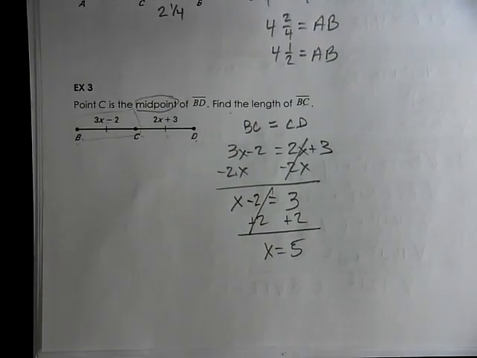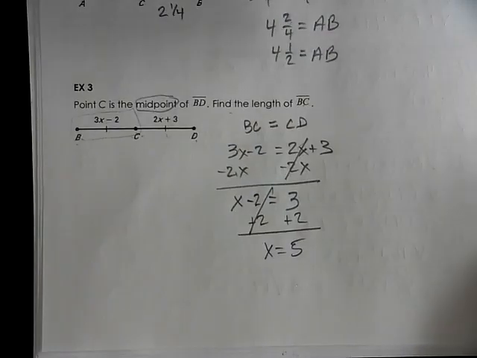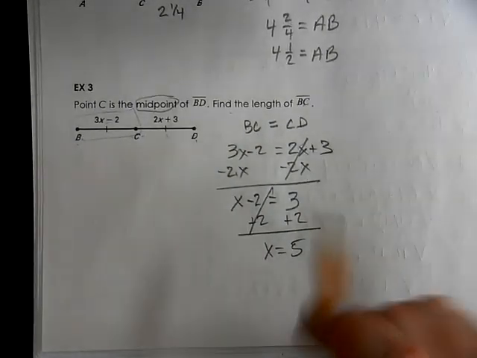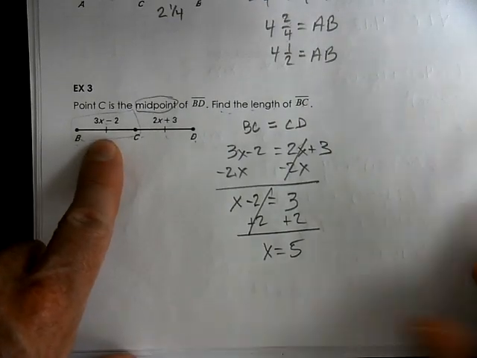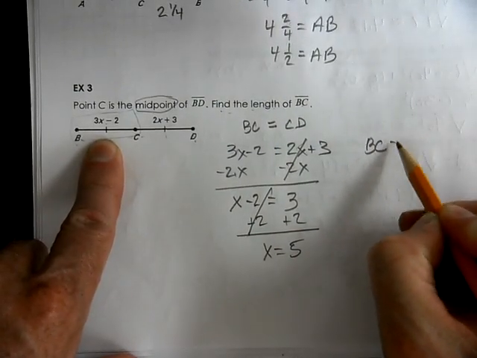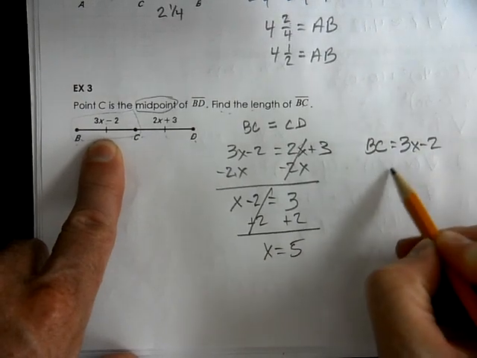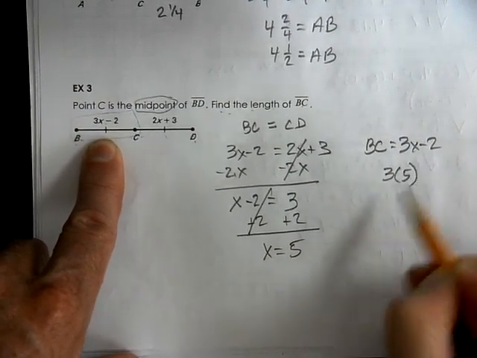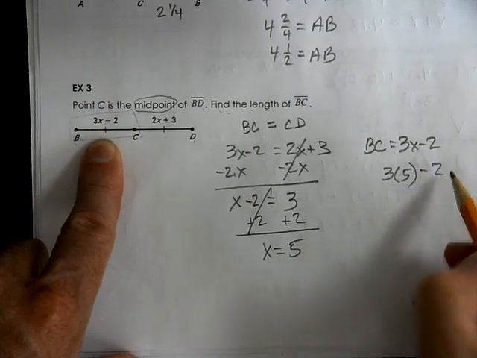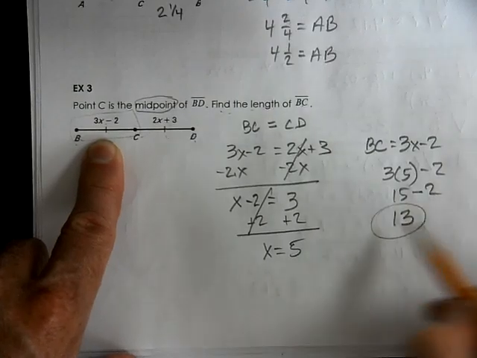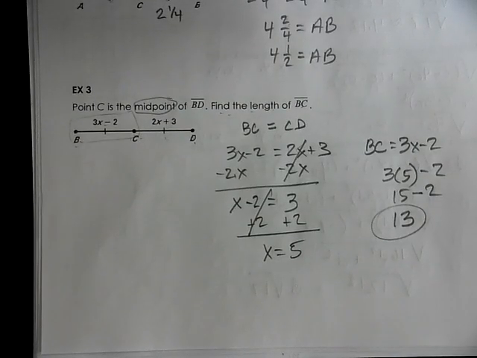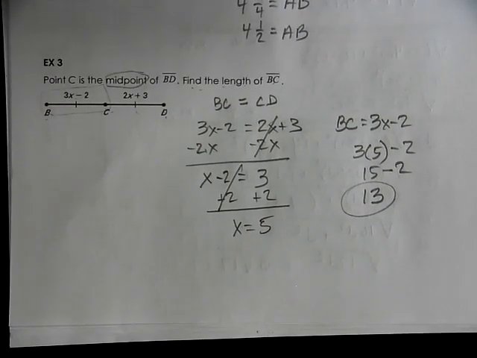So x is 5. You get all excited and you bubble in the multiple choice answer of 5. But you did not answer the question of what's BC. BC is 3x minus 2. So we're going to say 3 times 5, because that's what x is, minus 2. 15 minus 2, and we get 13. There you have it. Off to the homework.